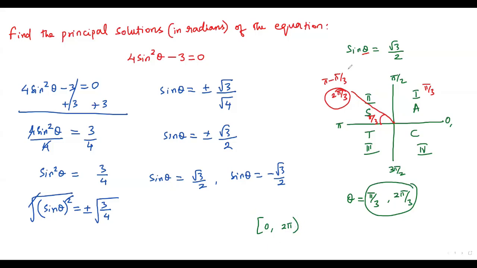Okay, now let's solve the second equation, that is sin theta equals negative square root of 3 over 2. Okay, let me continue this on the next page. So let me write the equation, that is sin theta equals negative square root of 3 over 2.